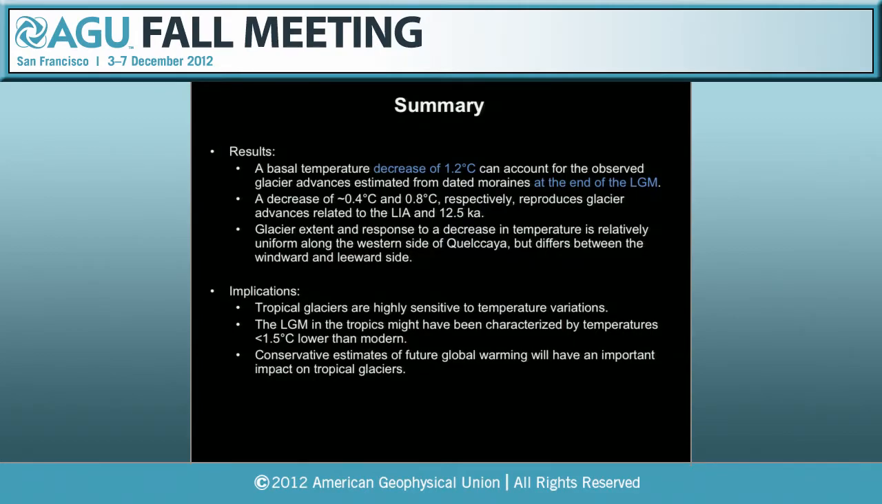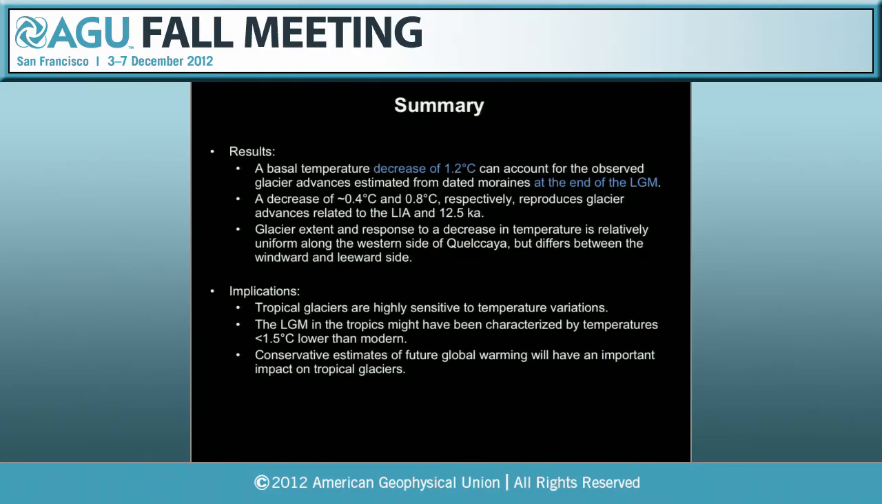the implications are that the LGM in the tropics might have been characterized by temperatures where our temperature difference is less than 1.5 degrees C than the modern. And that means that even if we go for conservative estimates of future global warming, they will have a huge impact on the tropical glaciers. And so these are very preliminary results.